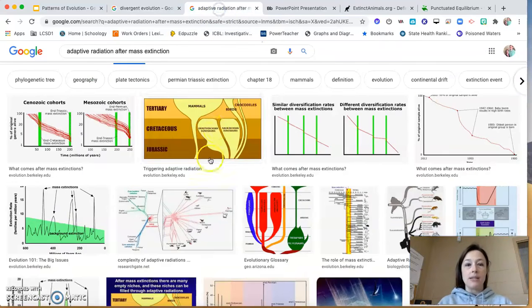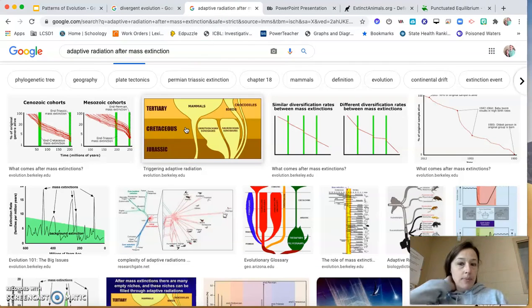So what we tend to see is after a mass extinction, every organism occupies what's called a niche. And that is basically where it fits in the food chain, where it lives. Does it live in the trees? Does it live in the water? Does it live on the ground or whatever? It's basically everything about how that organism fits into its environment.